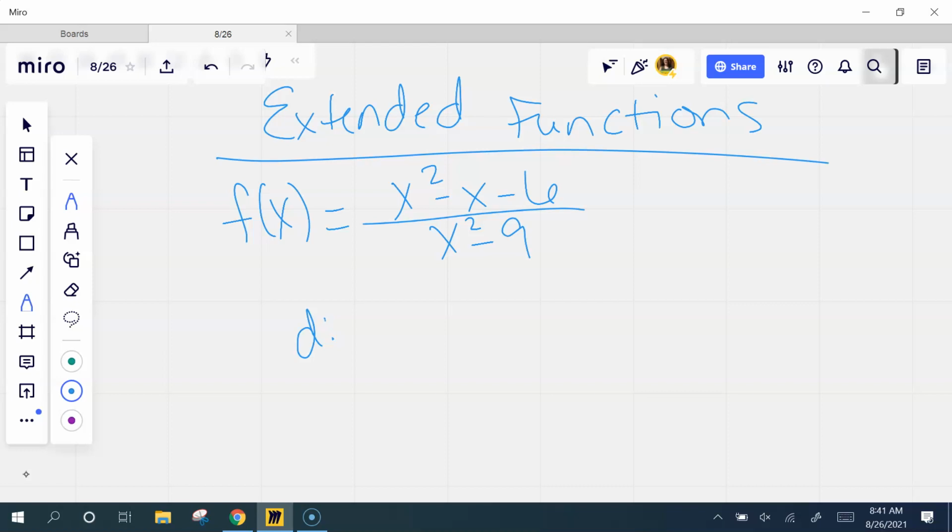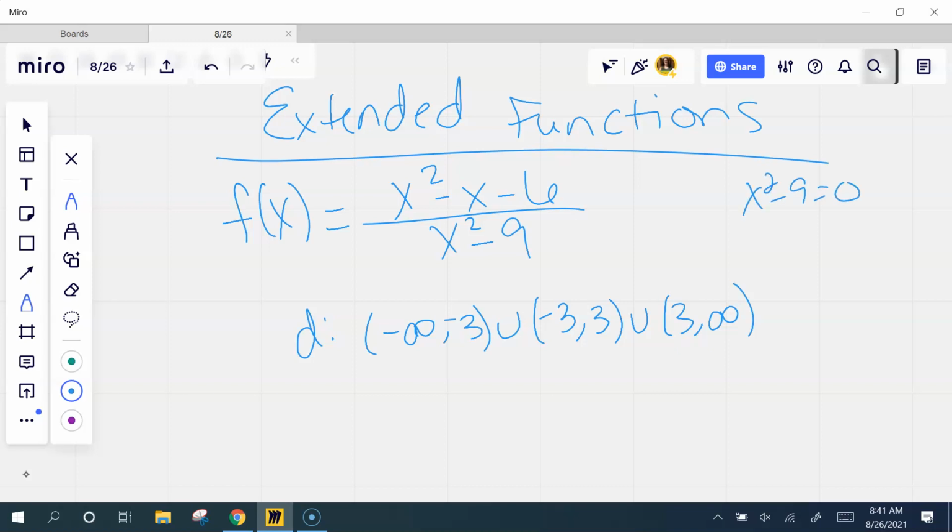Give me the domain, though, in interval notation. Does that confuse anyone? We're going to factor it in just a second. Because we're setting the bottom to 0, x squared can't be 9, which means x can't be plus or minus 3. Yes? Okay, did you factor it? Same thing. All right, that is the domain.